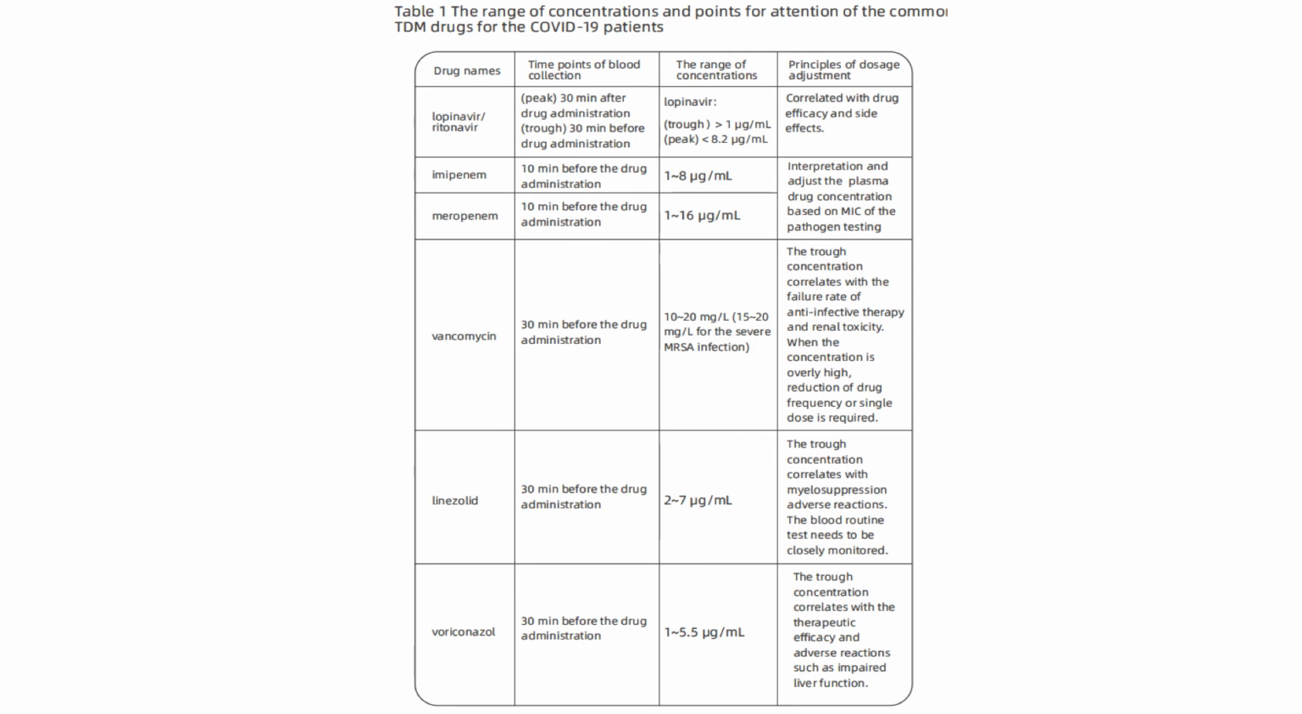Then for voriconazole, you measure the blood level 30 minutes before the drug administration. The range should be 1 to 5.5 micrograms per milliliter. And the principles of dosage adjustment is the trough concentration correlates with the therapeutic efficacy and adverse reactions such as impaired liver function.